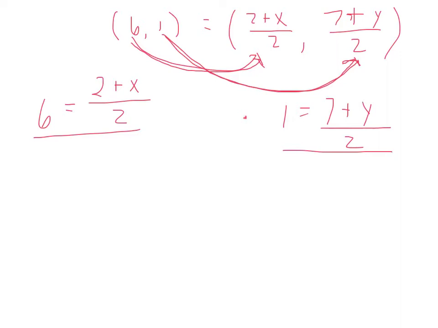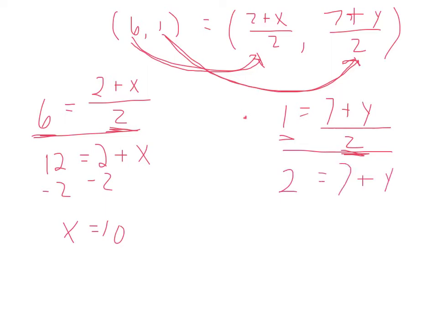Now we're just going to simply solve those equations. Okay, so to get rid of this 2 right here, you have to multiply out on both sides, and 2 times 6 gives us 12, and that equals 2 plus x. Then you subtract 2, so our x equals 10. And then we go ahead and find our y, so we're going to multiply this 2 on both sides. So you have 2 times 1, which gives us 2. And then you have 7 plus y. Subtract 7 on both sides. That gives you negative 5 equals y.